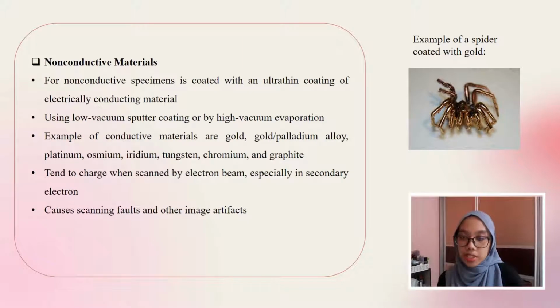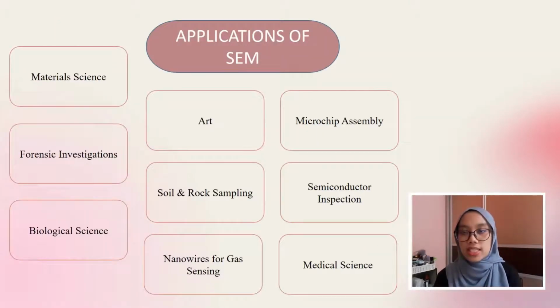A non-conductive specimen is coated with an ultra-thin coating of electrically conducting material by using low vacuum sputter coating or high vacuum evaporation. Examples of conductive materials are gold or palladium alloy, platinum, osmium, iridium, tungsten, chromium, and also graphite. Why can't non-conductive materials be used in SEM? Because they tend to charge when scanned by the electron beam, especially in secondary electron imaging, which can cause scanning faults and other image artifacts. Here are the applications of SEM.